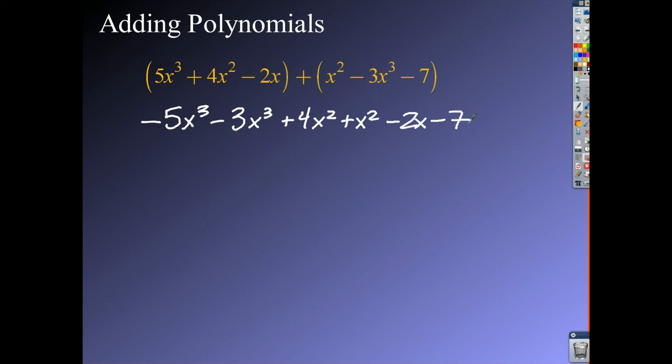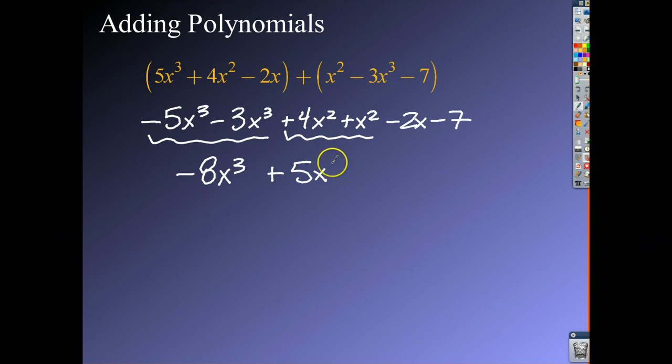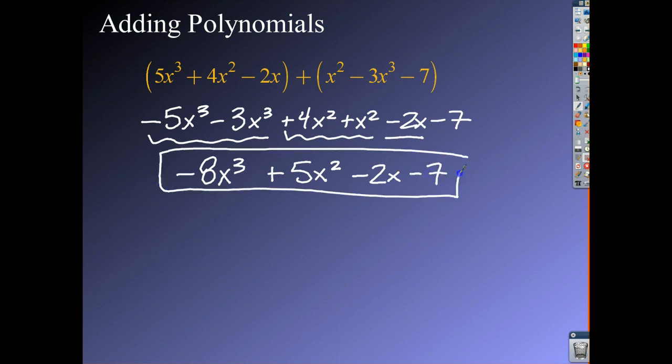And now I can combine these. Well, these together here are going to make negative 8x cubed. These together will make positive 5x squared. And then this one is by itself, so negative 2x, and this one is by itself, which is negative 7, and so this is my simplified polynomial once I've added those 2 trinomials together.